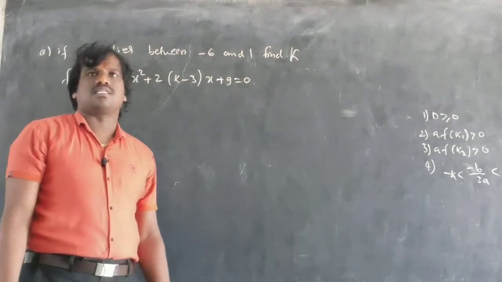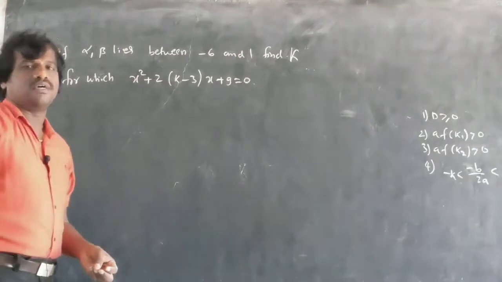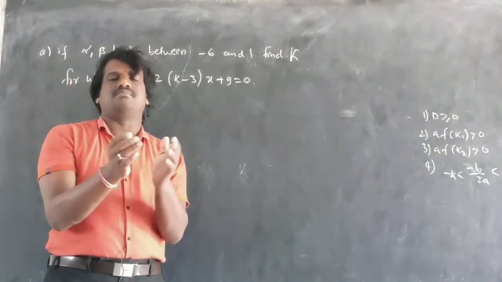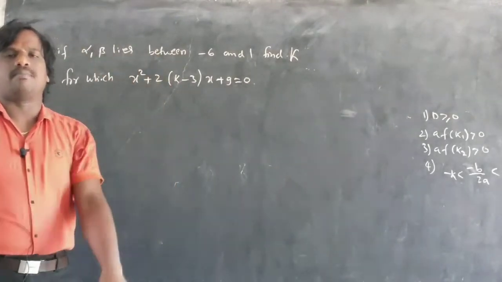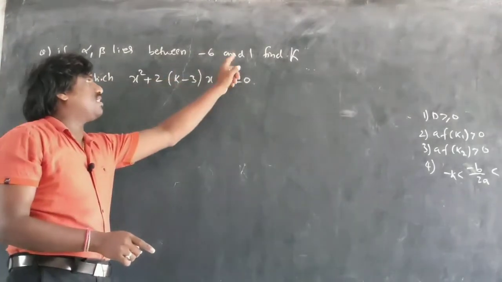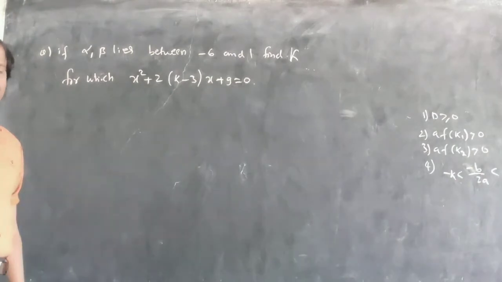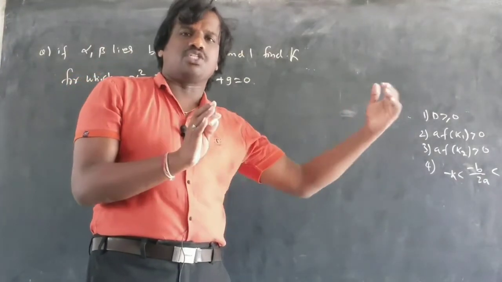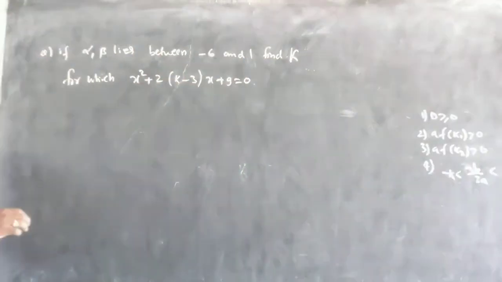We have discussed the conditions for when the roots of a quadratic equation lie between two fixed numbers. So let us solve a problem on this. The problem is: if alpha and beta lie between minus 6 and 1, find the k of this quadratic equation. That is the question. You have to learn all these one by one. If you did not learn location of roots, go back and watch the videos.